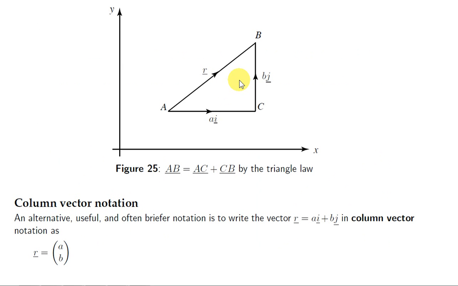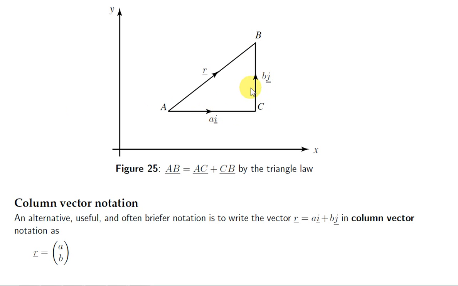Now, here is a general picture. We could have a horizontal vector ai, where a is any number. Now in this picture a is some positive number because you can see the vector is pointing to the right, but a could be negative, in which case the vector would be pointing to the left. Similarly, we can have any vertical vector bj, where b is any number. In this case actually b is a positive number because this vector is pointing vertically up.